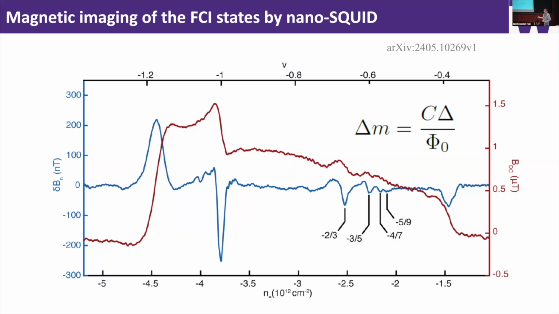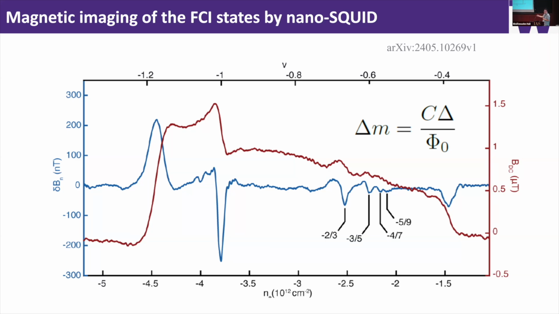Delta M means the change of magnetization by tuning the chemical potential across the Chern gap, and C is the Chern number. Delta is the gap, and phi naught is the flux quantum. So basically, from this equation, from these measurements, for example at -1, you see that when you tune the chemical potential by doping across this Chern gap, the DC magnetic field actually drops.